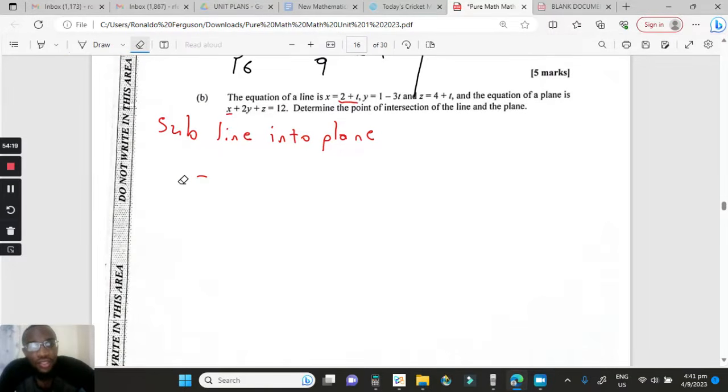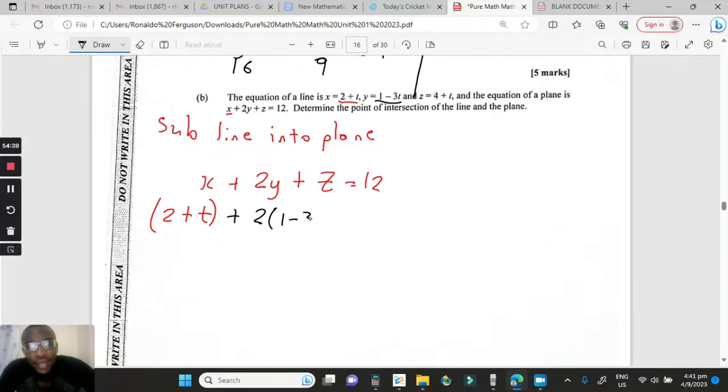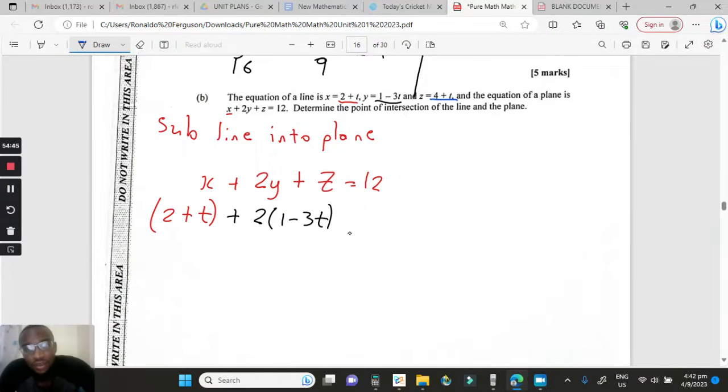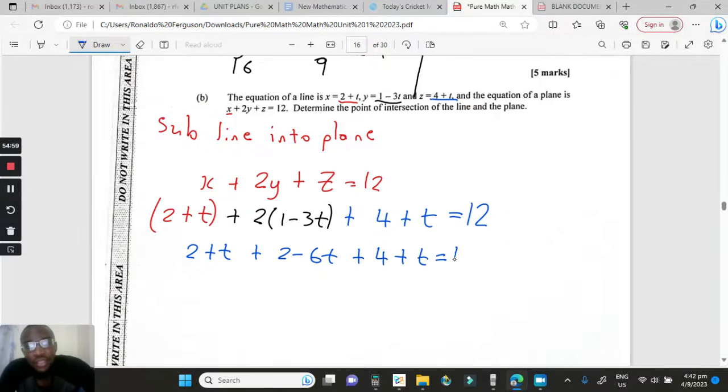Well, let me just write it out. x plus 2y plus z equal 12. x is 2 plus t. I'll underline it there in red. In black now, underline in black, y is 1 minus 3t. So I'm going to have plus 2 in brackets, 1 minus 3t. Then now I use a different color for z. z is 4 plus t, so plus 4 plus t equal 12. Now expand, we have 2 plus t plus 2 minus 6t plus 4 plus t equal 12.